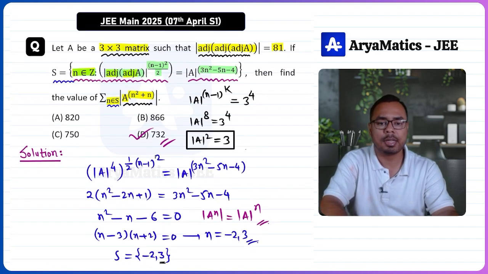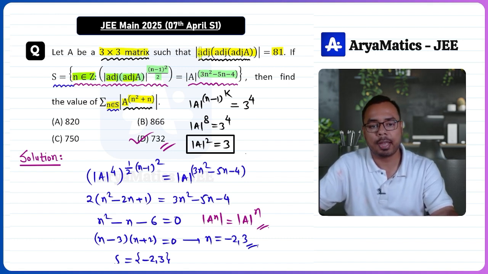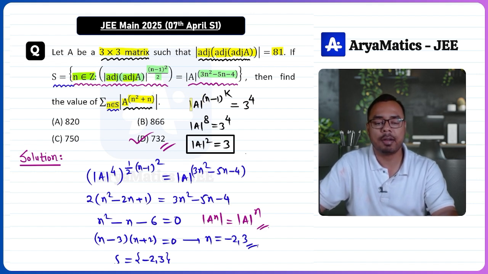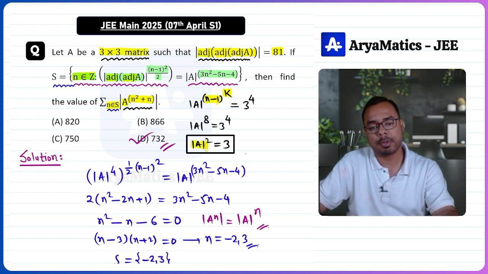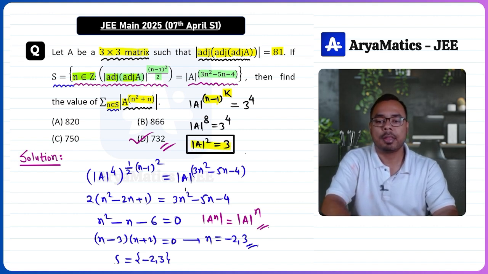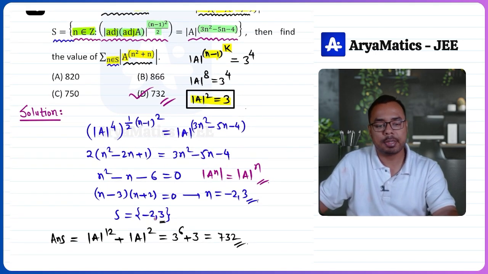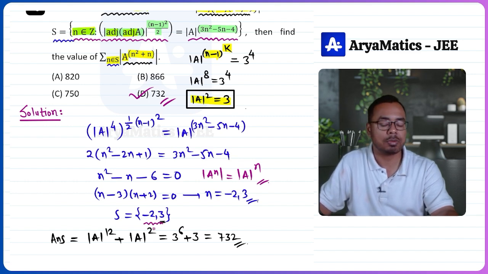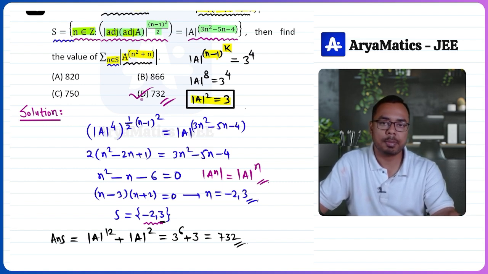Right? This was a very interesting problem from the simple concept that if I have determinant of adjoint of a matrix and adjoint is taken k times, then we have this standard formula: determinant of A raised to (n minus 1) raised to k, where k is the number of times we have adjoint and n is the order of the matrix. So using that standard formula, first we calculated determinant of A square, then by equating the exponents we got two values of n, and that means this was the set of minus 2 and 3, and finally we had to calculate this one. So the right answer for this problem is option D.